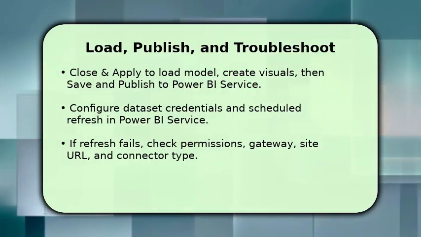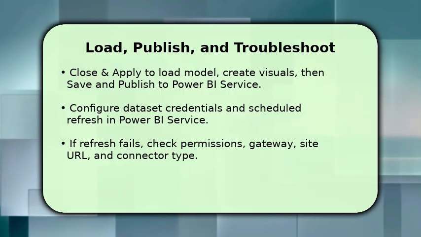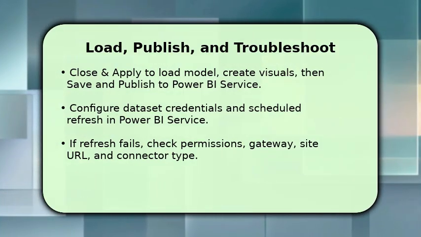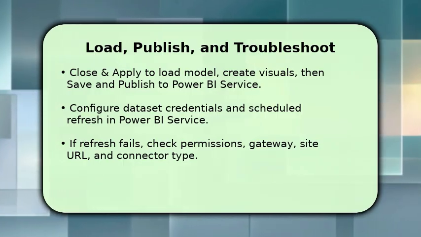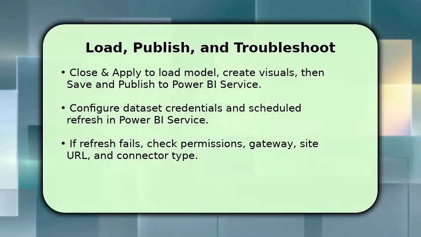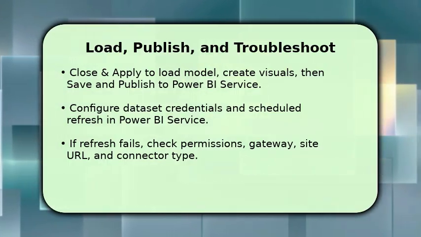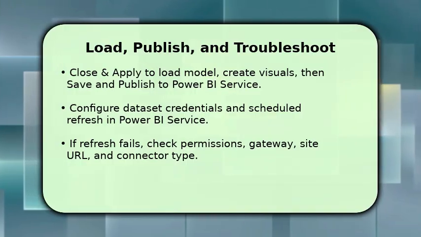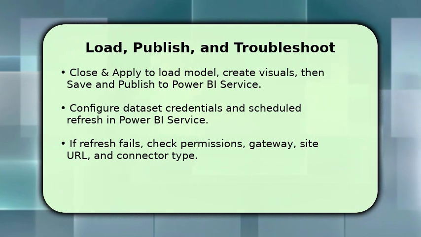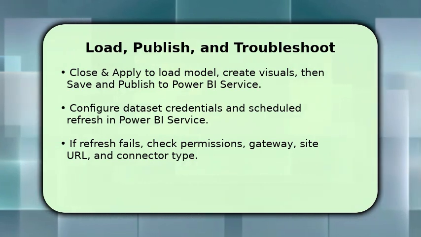Once published, go to Dataset Settings to configure credentials and scheduled refresh. Use the same organizational authentication or a gateway if on-prem. If a refresh fails, check 4 things: permissions on the SharePoint site, whether you use the correct site URL, the connector type you chose, and gateway status. Adjust permissions or re-authenticate, then run a manual refresh to confirm success.